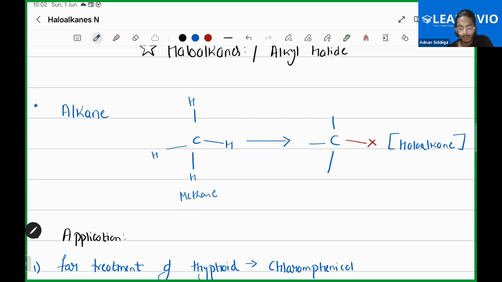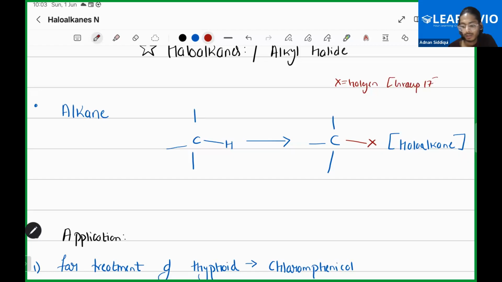Yes, sir. Methane is an alkane. Now what we are doing is, we are just replacing one hydrogen from an alkane and introducing an X. This X is halogen. And these compounds are haloalkanes, right? So what are halogens? Sir, chlorine, bromine, iodine. Great. Chlorine, bromine, iodine, basically group 17 elements.